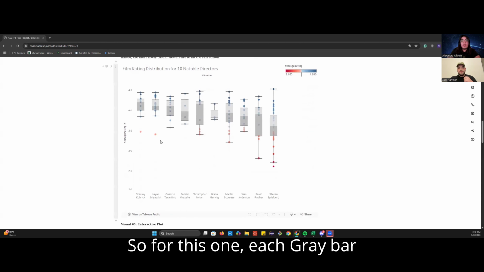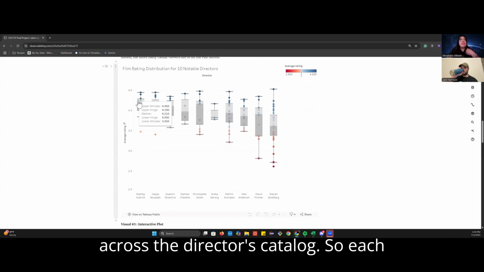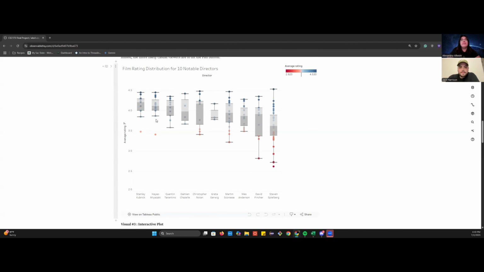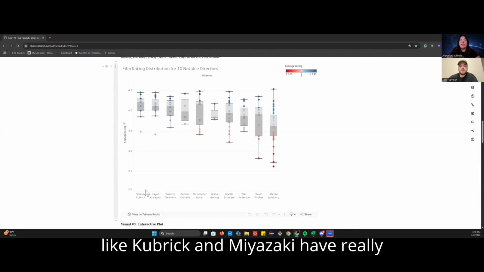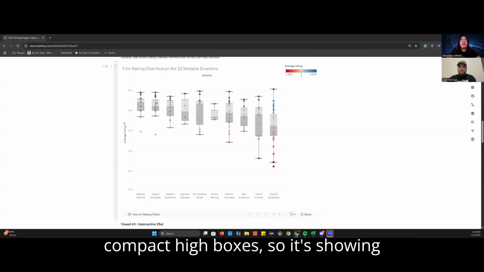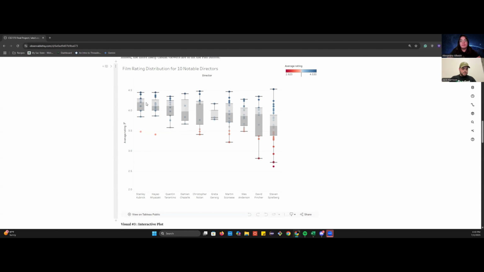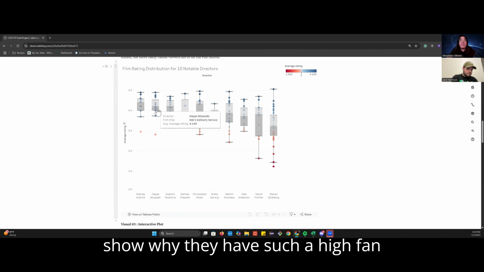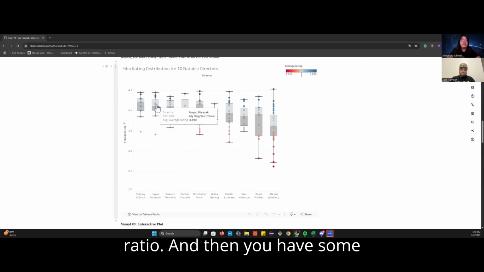So for this one, each gray bar shows the spread of average star ratings across the director's catalog. So each one of these dots is a film. You can notice here that some directors like Kubrick and Miyazaki have really compact high boxes, showing almost nearly every film they have landing over 4 stars. So that may show why they have such a high casual viewer to fan conversion ratio.